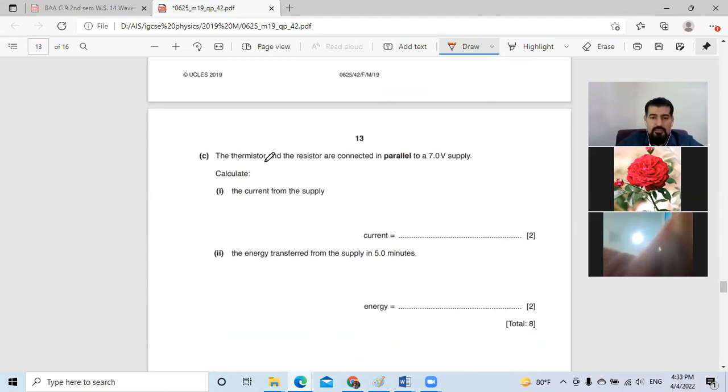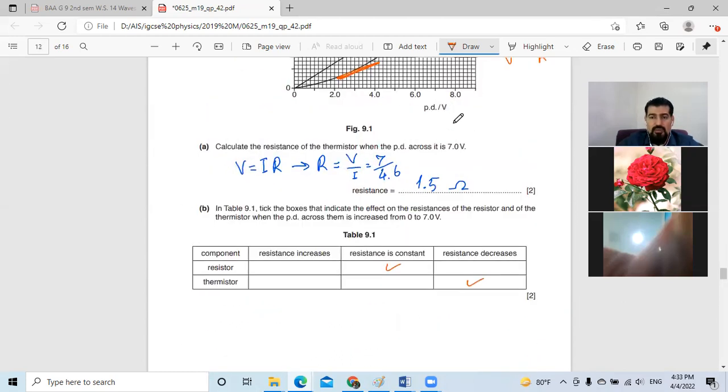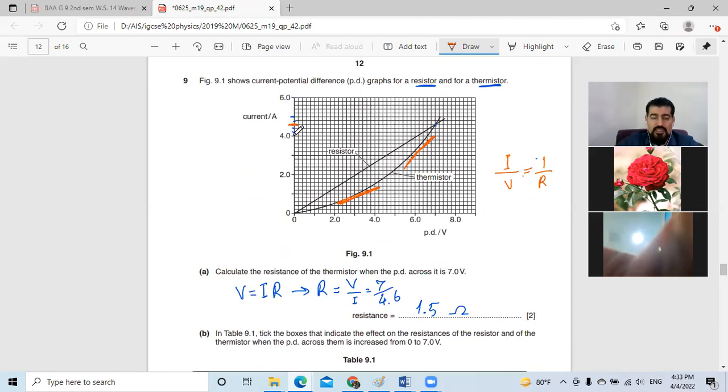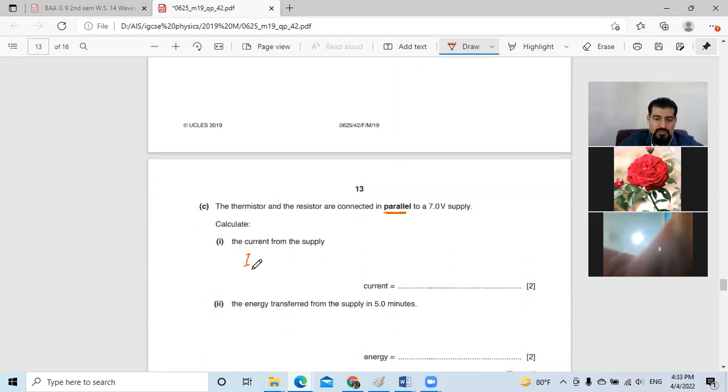Now what they ask: the thermistor and the resistor are now connected in parallel to the 7-volt supply. In parallel, that means each one of them has 7 volts. Calculate the current of the supply. Now, we know that at 7 volts both of them have the same current, which is 4.6. So since they are in parallel, the total current will be equal to the current through the resistor plus the current through the thermistor. It will be 4.6 plus 4.6, and the answer will be 9.2 amperes.